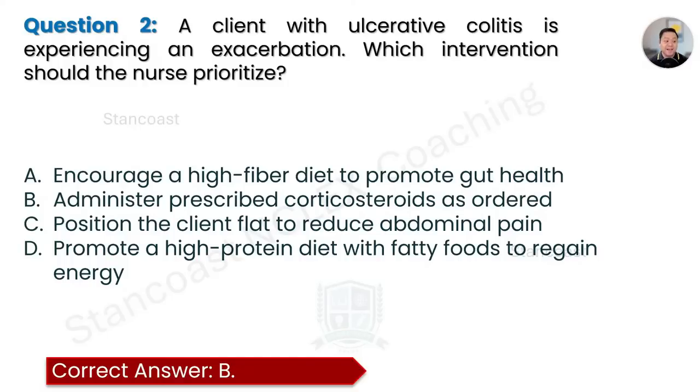And we have letter A as one of the incorrect options because high-fiber diets may worsen symptoms during an exacerbation by irritating the inflamed mucosa. So in this test question, you have to identify interventions that align with the acute phase of the condition rather than general health. And you have to eliminate interventions that may aggravate inflammation or increase symptoms during exacerbation.